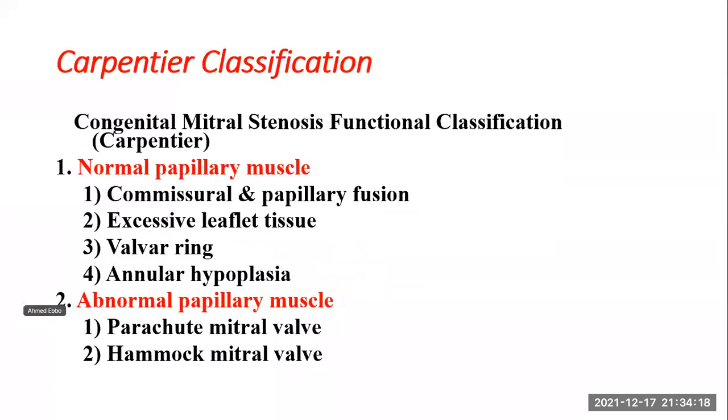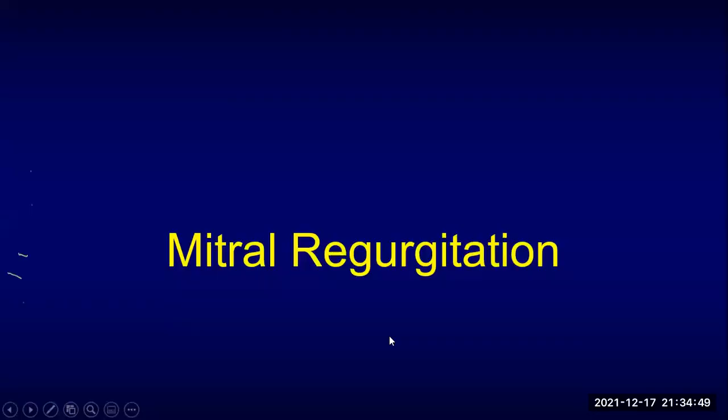So the Carpentier classification for congenital mitral stenosis is classified in two groups: the normal papillary muscle and the abnormal papillary muscle. With the group of the normal papillary muscle, we have the commissural and papillary fusion. We have excessive leaflet tissue, valvular link, and annular hypoplasia. And for the abnormal papillary muscle, we have the parachute and the hammock mitral valve.